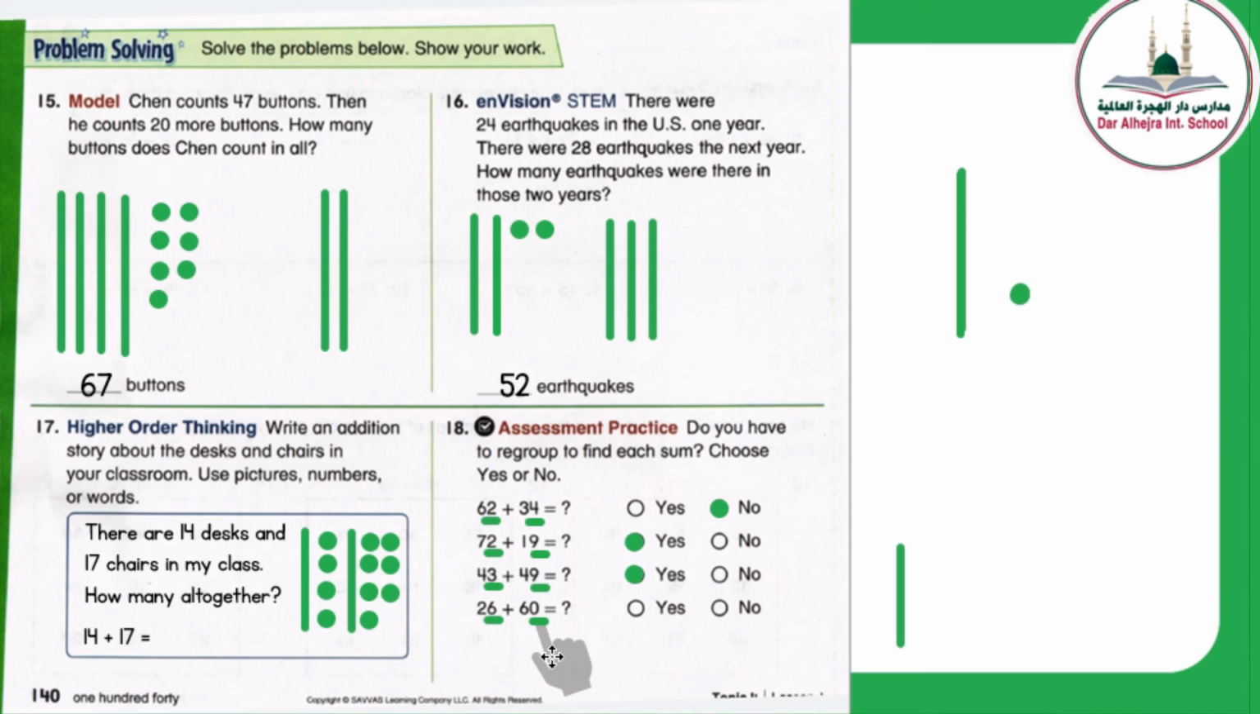Next we have got 0 in the ones place and 6 in the ones place, and 0 and 6 have a sum of 6, and 6 is not bigger than 10. That means we don't need to do any regrouping here. So I'll be putting a no here.